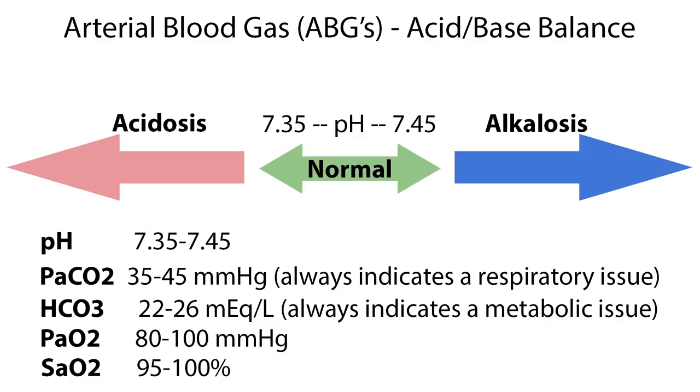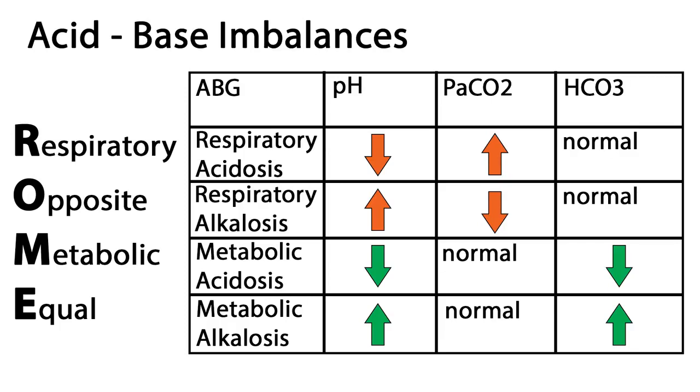PaO2, the partial pressure of oxygen, is 80 to 100 millimeters mercury, and SaO2 is the oxygen saturation, ranging from 95 to 100%. When studying acid-base imbalances, it is helpful to remember ROME, respiratory opposite, metabolic equal.